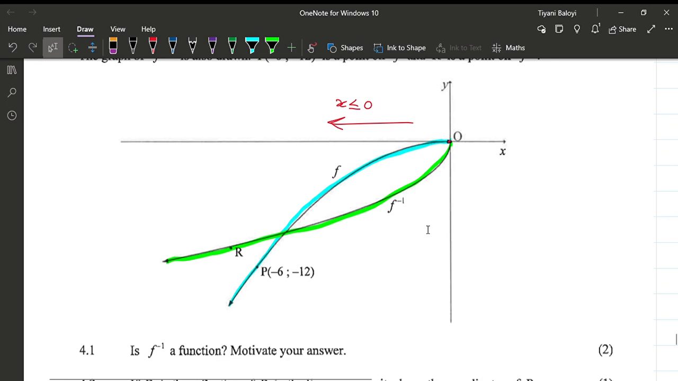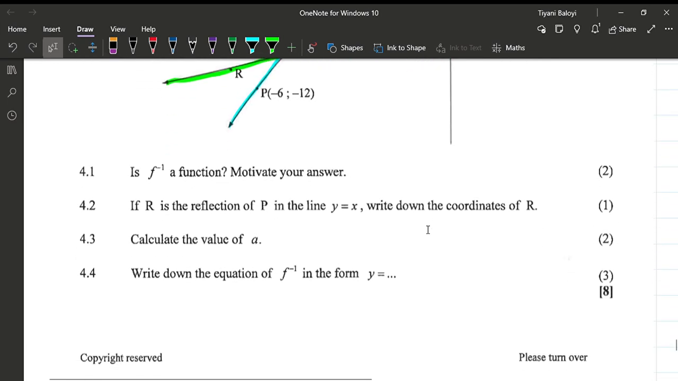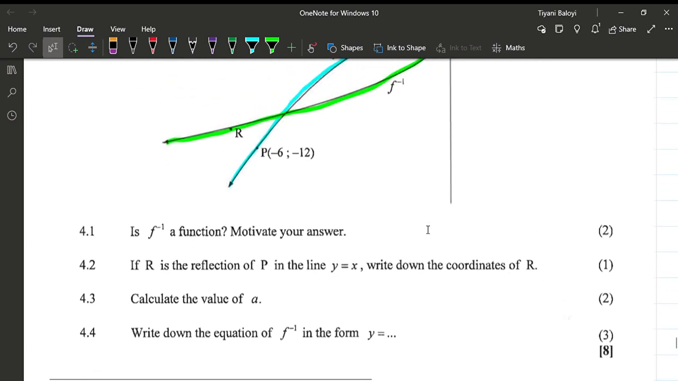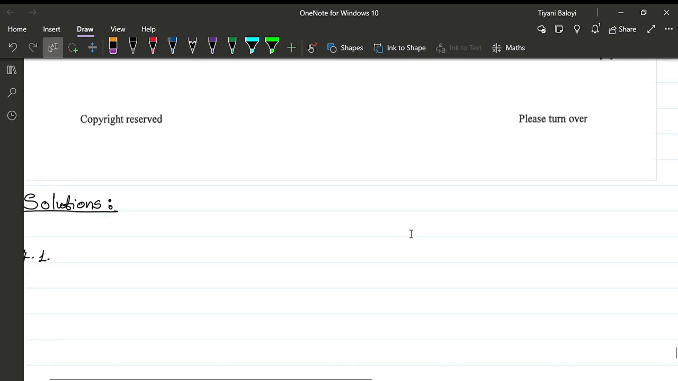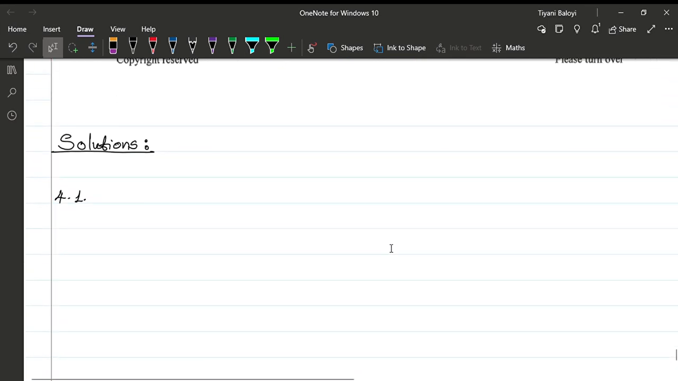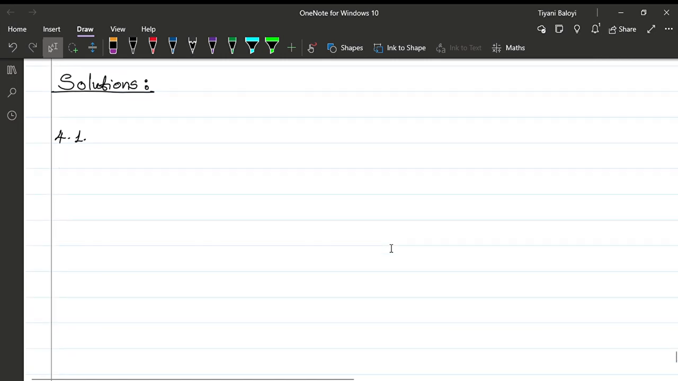So, okay, let's look at 4.1. It's asking, is f to the power minus 1 a function? Motivate your answer. First of all, what is a function? Let's just start there. So let's just create some notes first to describe a function, right?